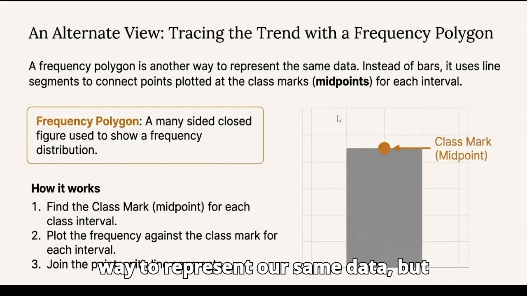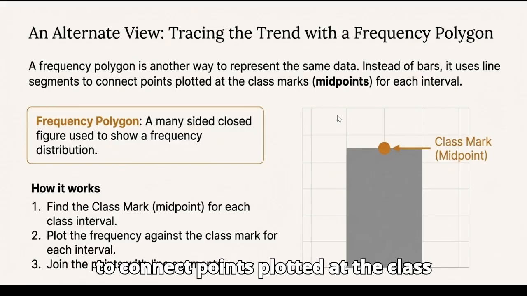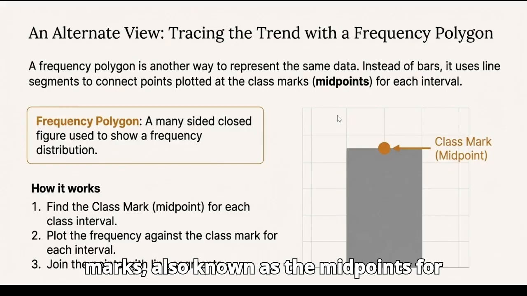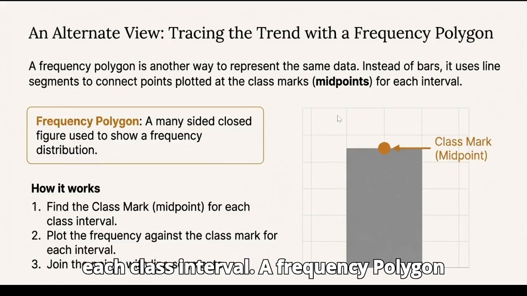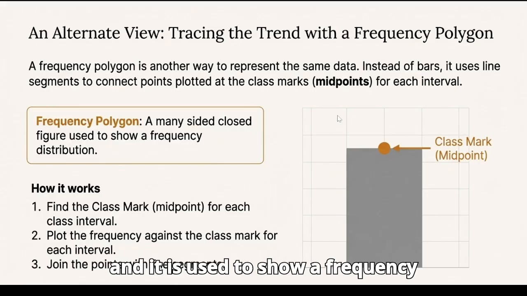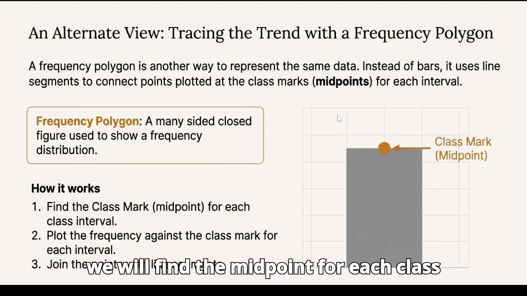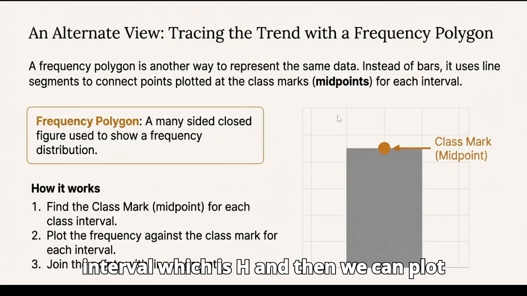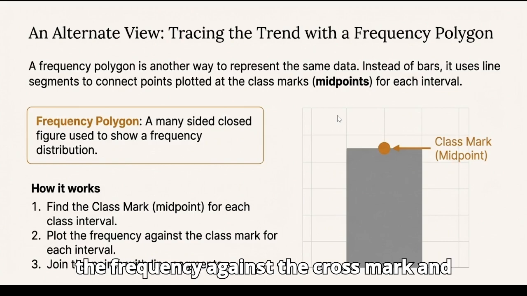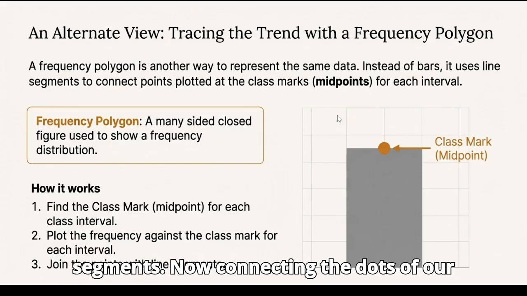But instead of bars, it uses line segments to connect points plotted at the class marks, also known as the midpoints, for each class interval. A frequency polygon basically is a many-sided closed figure, and it is used to show a frequency distribution. How will it work? Firstly, we will find the midpoint for each class interval, which is h, and then we can plot the frequency against the class mark, and we will join our points with the line segments.